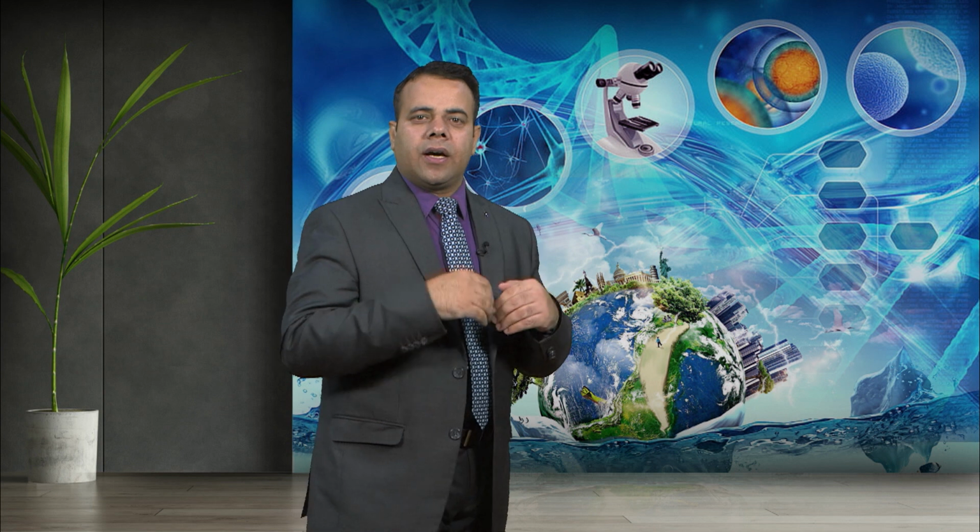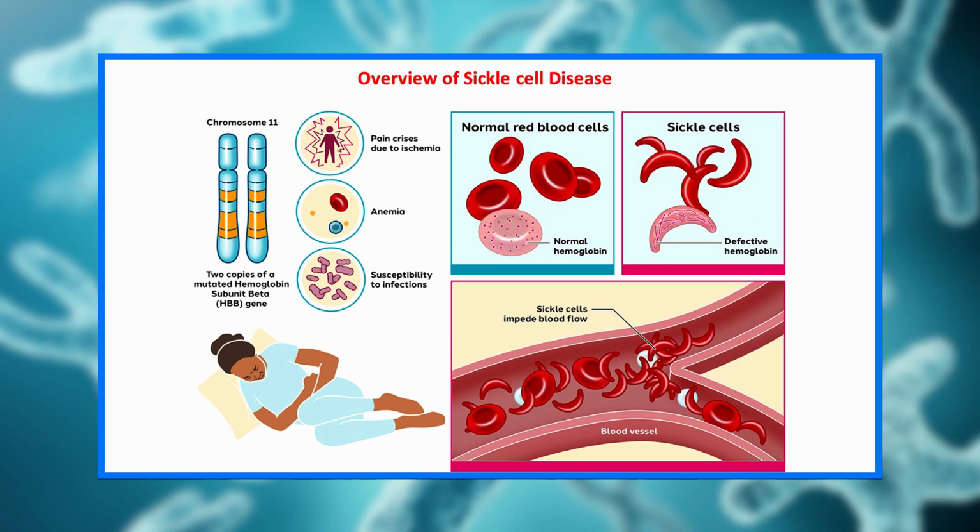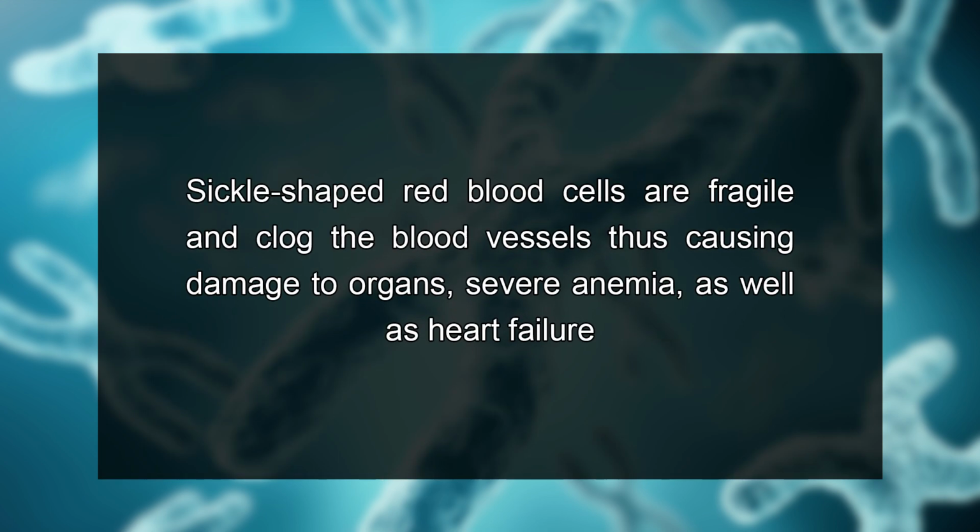Sickle cell disease is caused by a single nucleotide mutation in the beta globin gene, thus causing production of abnormal hemoglobin, resulting in sickle-shaped red blood cells rather than normal ones. The sickle-shaped red blood cells are fragile and clog the blood vessels, thus causing damage to organs, severe anemia as well as heart failure.